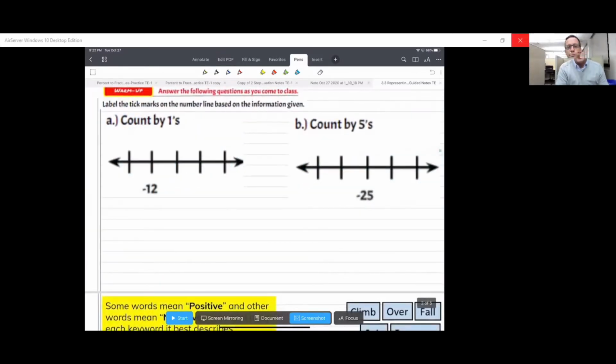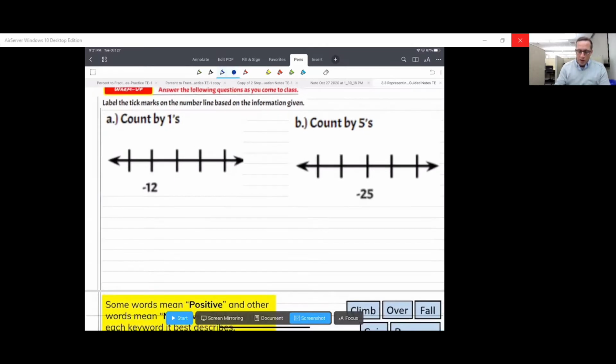Okay, as for the warm up here, we're going to count by ones on this first one, and so the number line there indicates that we have negative 12. And so since we're at negative 12, as we're going to the right, we're going to want to get bigger. I know it doesn't seem right, but as we're going to the right, we're going to want to get bigger. So negative 11 would go there, right? Negative 10 would go there, negative 9, etc. It's basically approaching 0 as we're going to the right. And then as we're going to the left, we're going to put negative 13. And that's how number lines work.